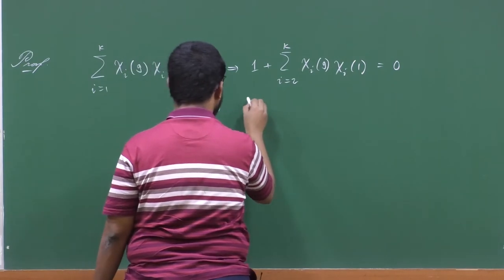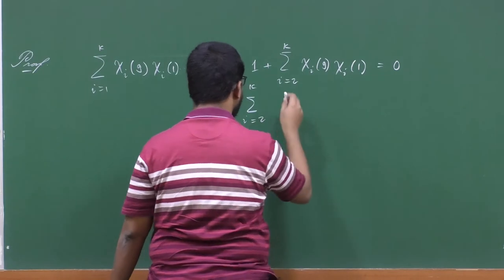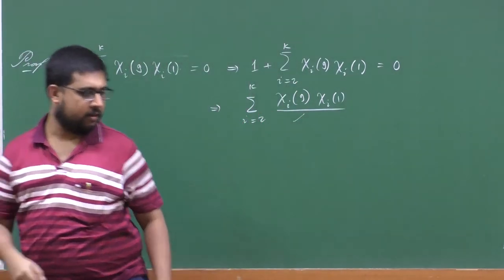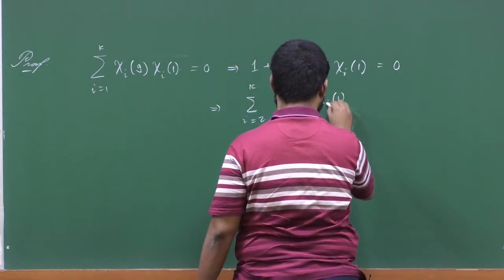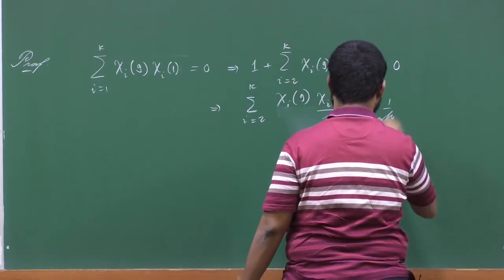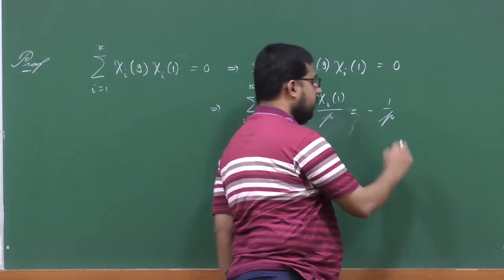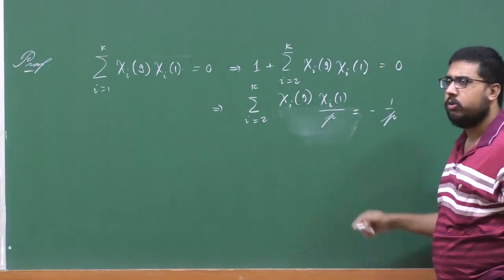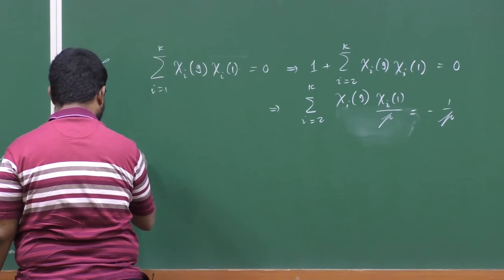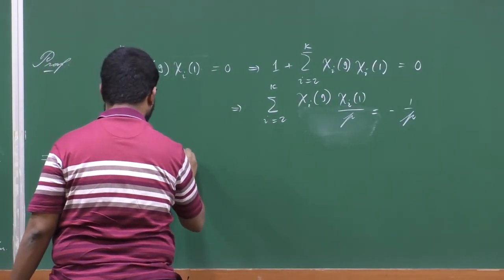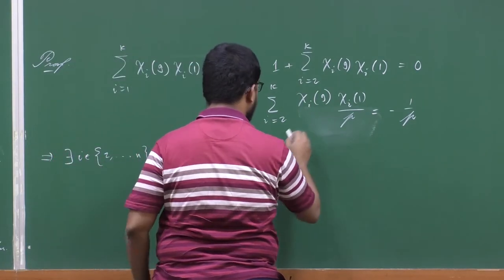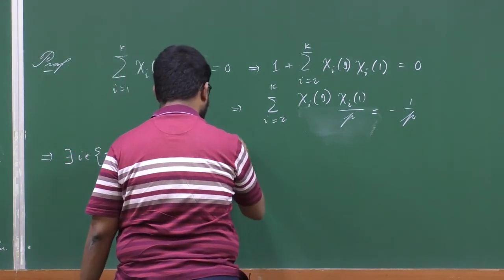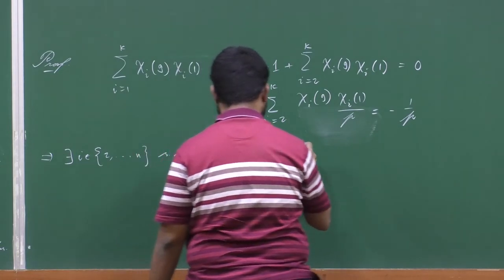So this further implies that, I should put p here, the sum over i from 2 up to k of chi_i(g) chi_i(1) by p equals minus 1 by p. So you see that the right hand side, being a proper fraction, cannot be an algebraic integer. So that forces that there must be a summand in this sum which is not an algebraic integer. There exists i in 2 up to k such that the term chi_i(g) times chi_i(1) by p is not an algebraic integer.